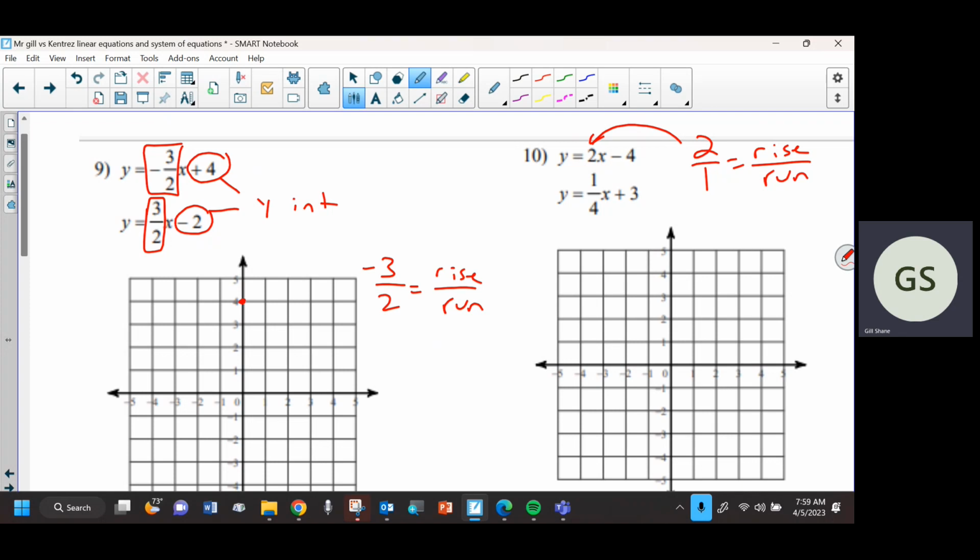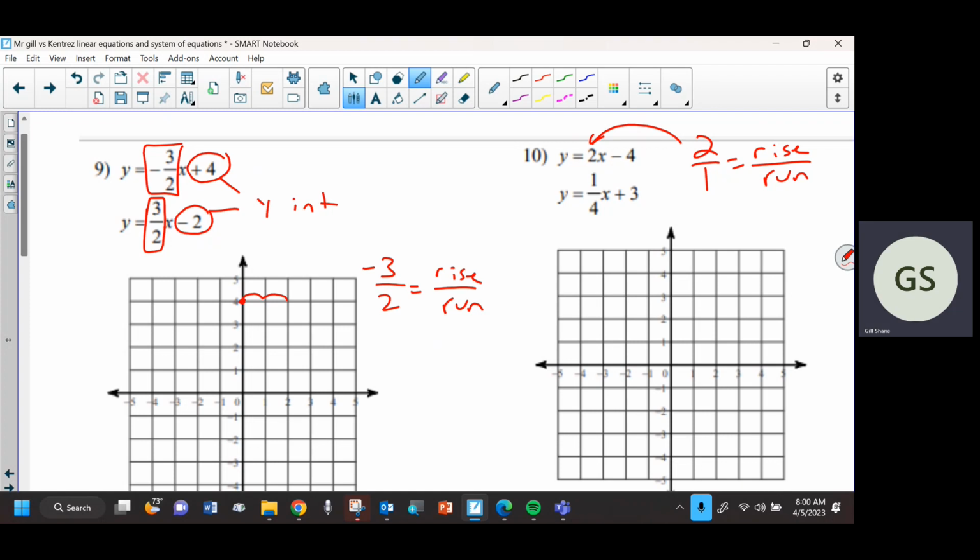So from this point, I go right, a positive number for your run means right. You should have all of this stuff in notes. I'm not going to make a whole big lesson and redo everything we've already done. So I go right 2, I don't put a dot yet, I don't put a point. I then need to take care of my -3 for my rise. Which direction is a negative for a rise?